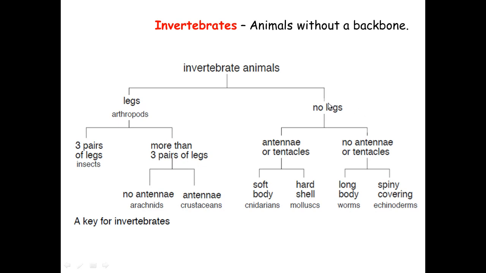Then, if they have no legs but they have antennae or tentacles with a soft body, they are cnidarians. If they have a hard shell, they are mollusks. If they have no legs, no antennae or tentacles with a long body, they are worms, and spiny covering, echinoderms. Okay, so this is the chart with the branching keys for invertebrates.